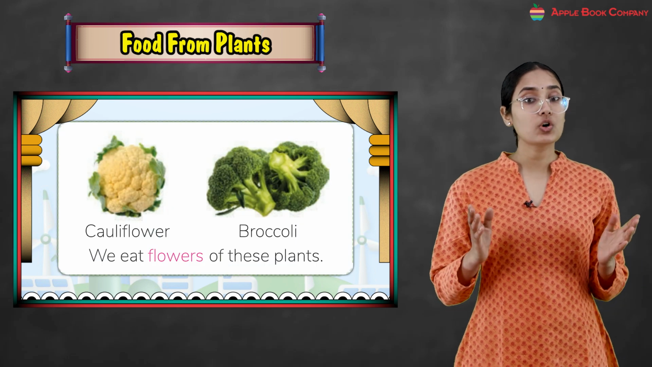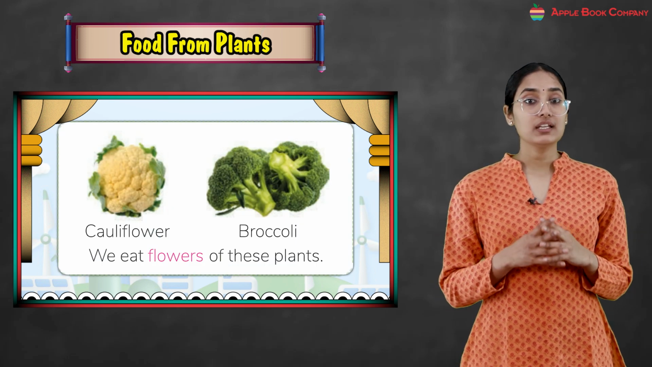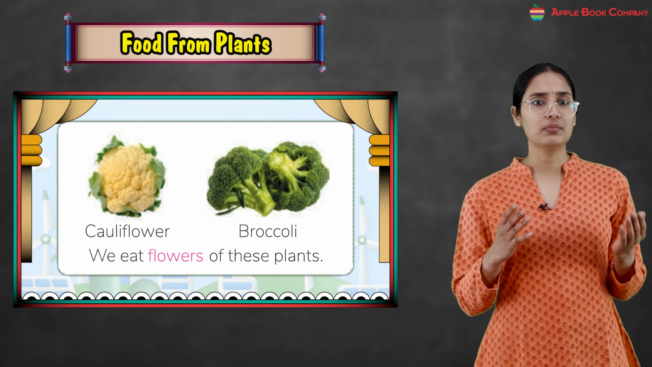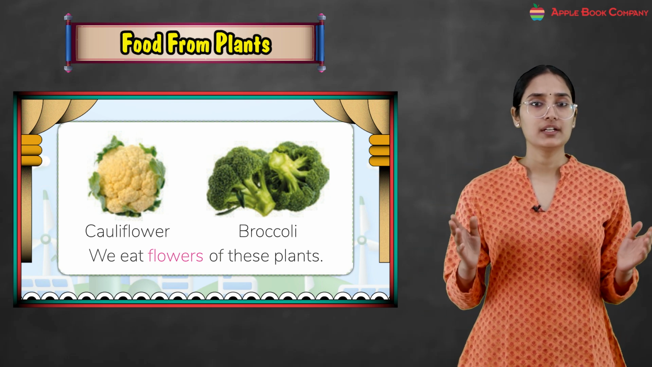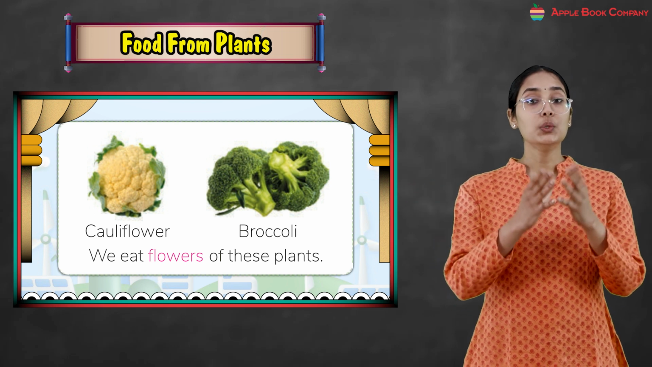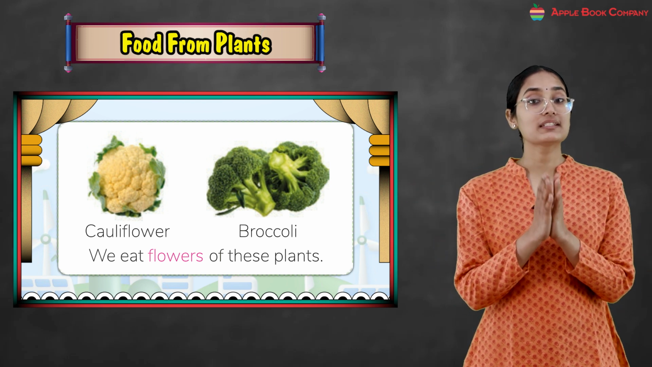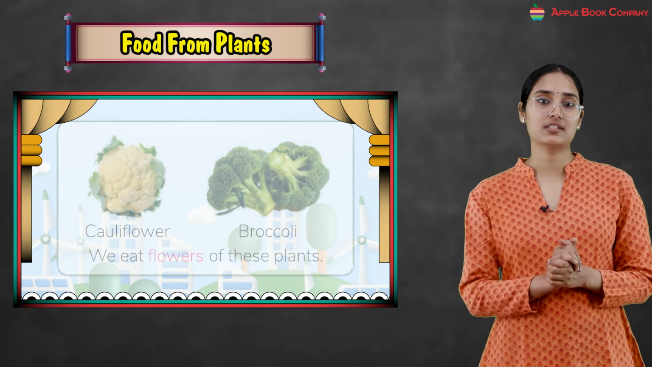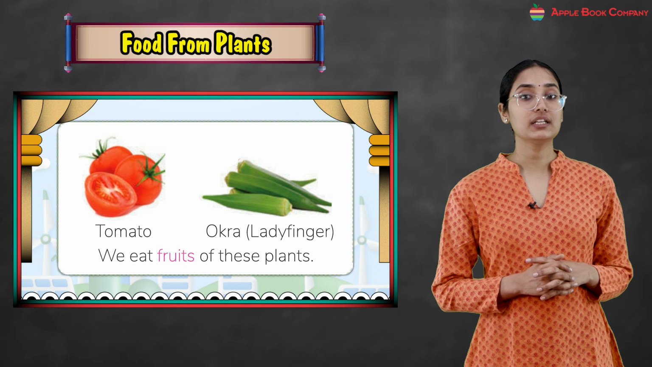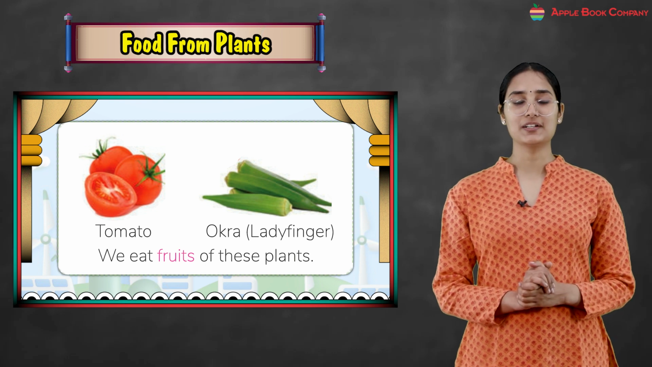If we talk about the cauliflower and broccoli, we eat the flowers of these plants. Have you ever seen cauliflower or broccoli? Don't you see that they look like a flower? So these are actually the flowers of these plants. We also eat tomato and ladyfinger, and we eat the fruits of these plants.